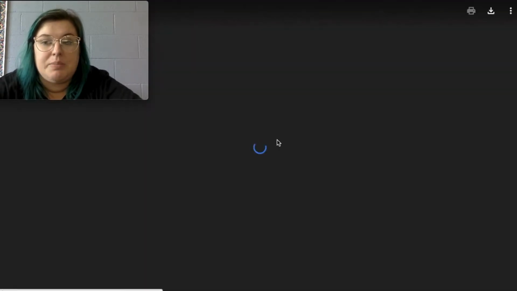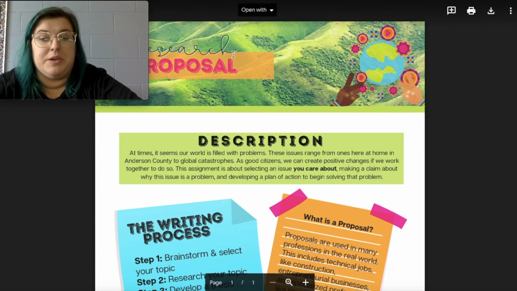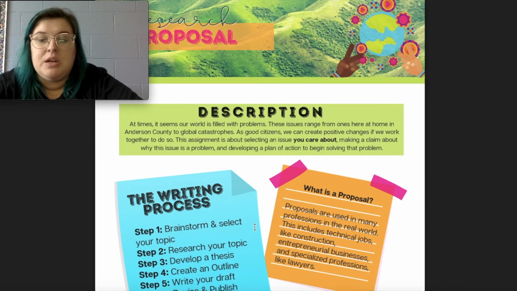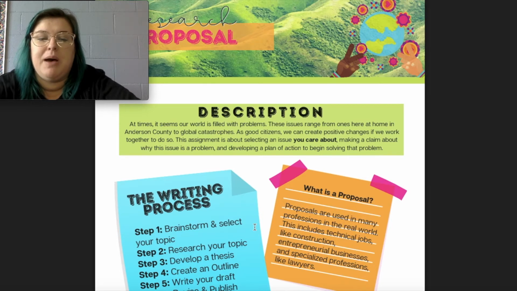So if we look at this assignment sheet and it pops up in this other window, you should see a paper that looks like so. This is your assignment sheet for the research proposal. So at times it seems our world is filled with problems. These issues range from ones here at home in Anderson County to global catastrophes. As good citizens, we can create positive changes if we work together to do so. This assignment is about selecting an issue you care about, making a claim about why this issue is a problem, and developing a plan of action to begin solving that problem.